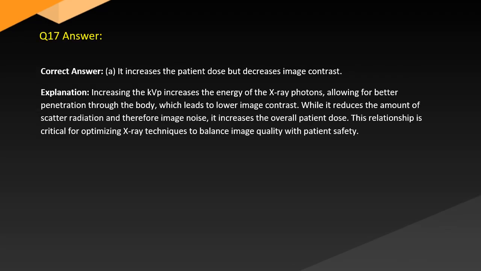Answer. Correct answer. A. It increases the patient dose but decreases image contrast. Explanation. Increasing the kVp increases the energy of the X-ray photons, allowing for better penetration through the body, which leads to lower image contrast. While it reduces the amount of scatter radiation and therefore image noise, it increases the overall patient dose. This relationship is critical for optimizing X-ray techniques to balance image quality with patient dose.